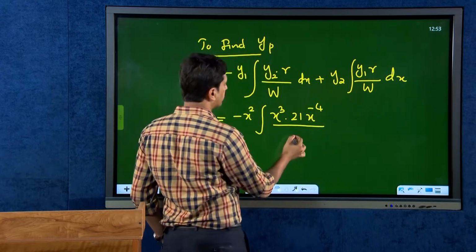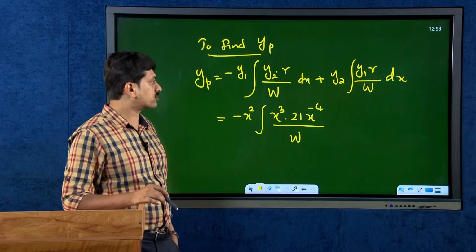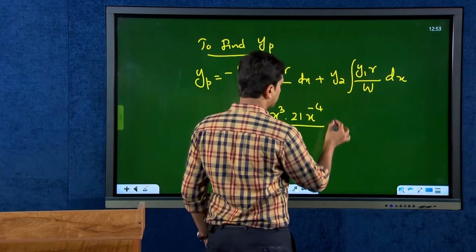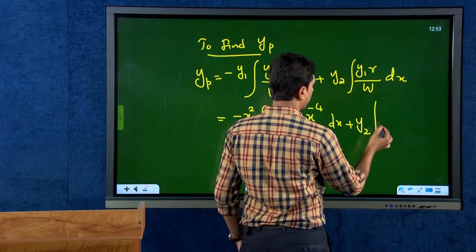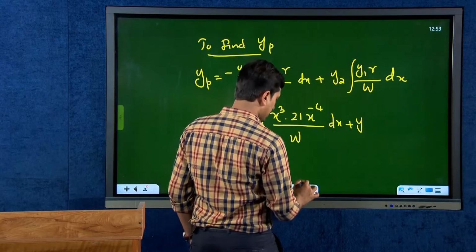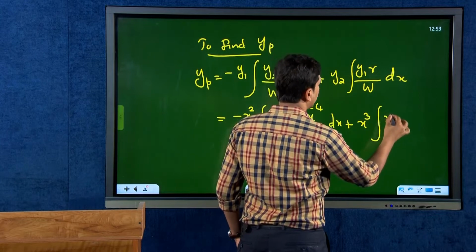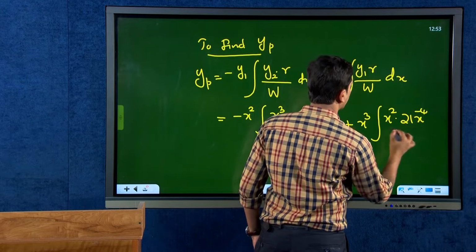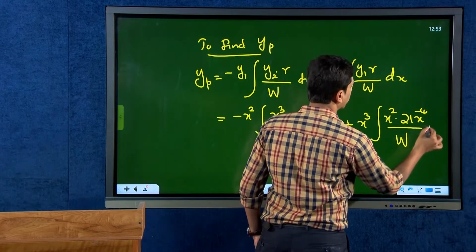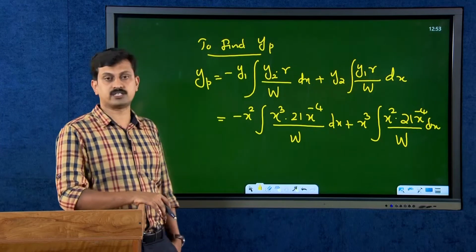Divided by the Wronskian, which we have to find. We did not find the Wronskian yet, so we have to find the Wronskian dx, plus y2, which is x cube, into the integral of y1, which is x square, into r of x, that is 21 x raised to minus 4, divided by the Wronskian, which we need to find here also.